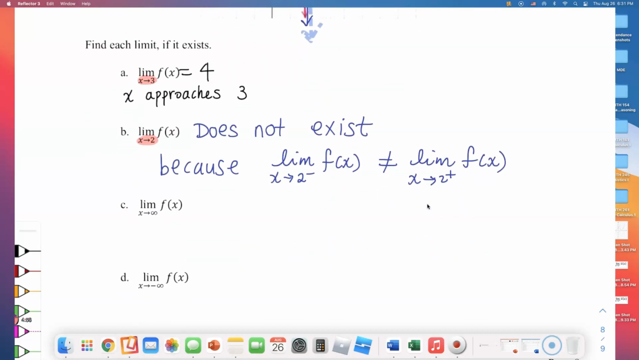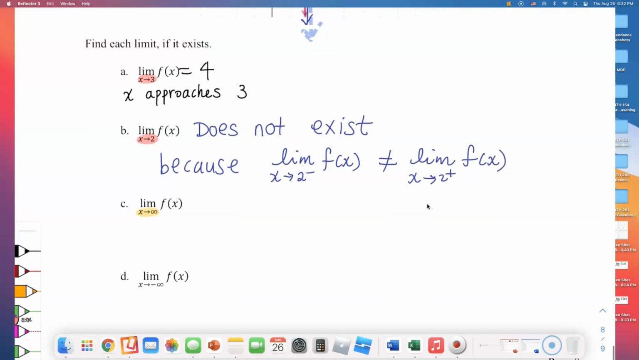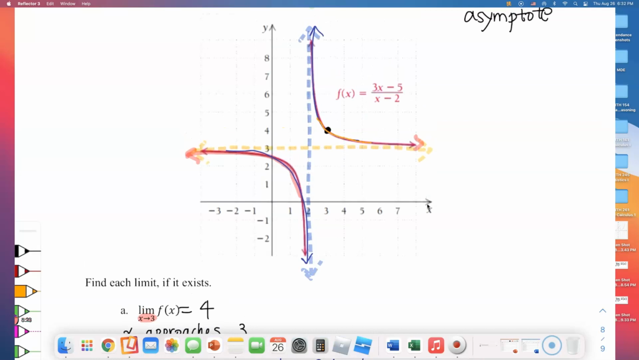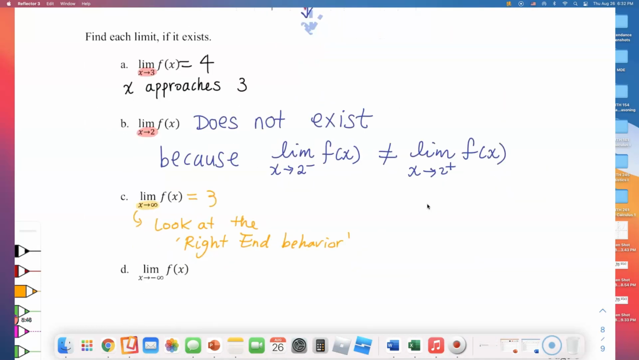Okay, how about part C? Let's look at this one. What about the limit as x approaches positive infinity? Well, what does that mean? That means look at the right end behavior. So to the extreme right side of this graph, what is this graph doing? If I'm following this graph to the right, to the right, to the right, can you see that f of x is approaching y equals 3, that dotted orange line? So the right end behavior is 3. I'm going to tell them as x approaches positive infinity, f of x is approaching 3.